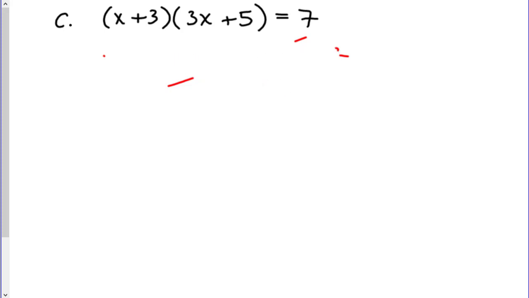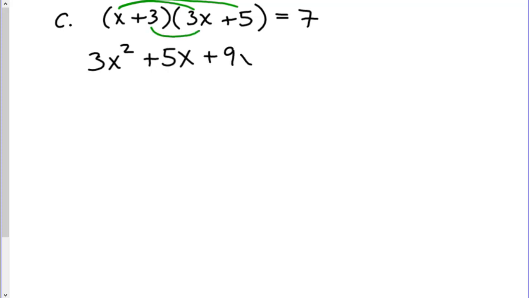So what we have to do, unfortunately, is go through and FOIL this set of parentheses out. So I'm going to take x times 3x, and that gives me 3x squared. And then I'm going to do x times 5, which would give me 5x. And then I will do 3 times 3x, which gives me 9x. And lastly, I'll multiply 3 times 5. So I'm just going through the process of FOIL here.